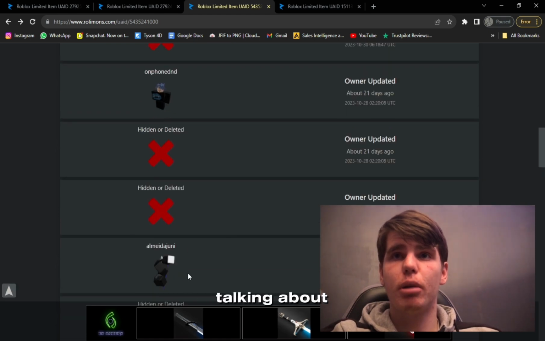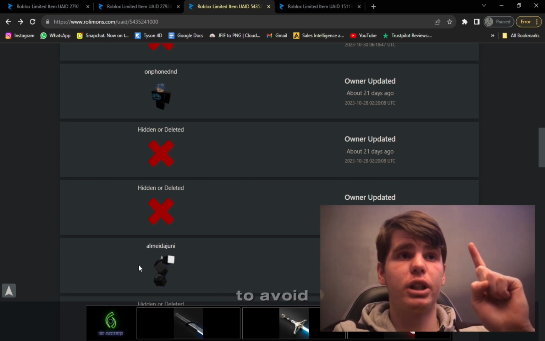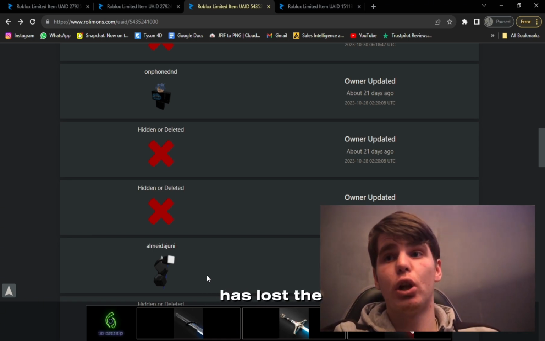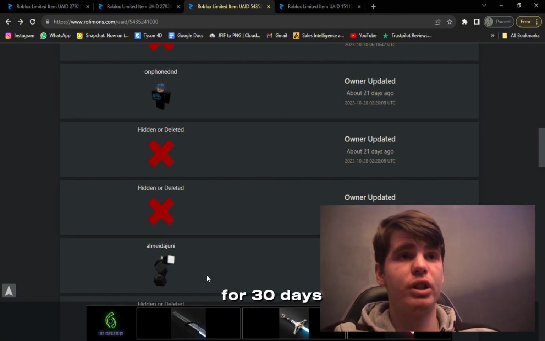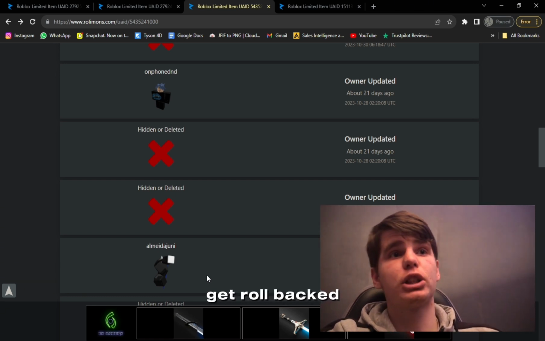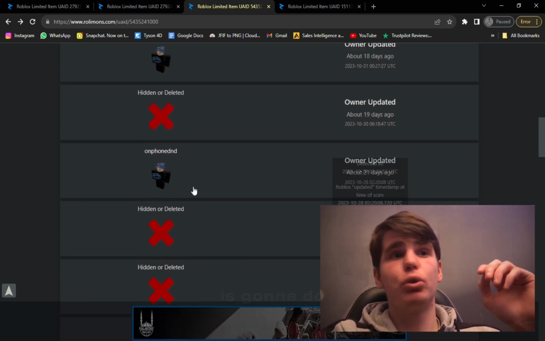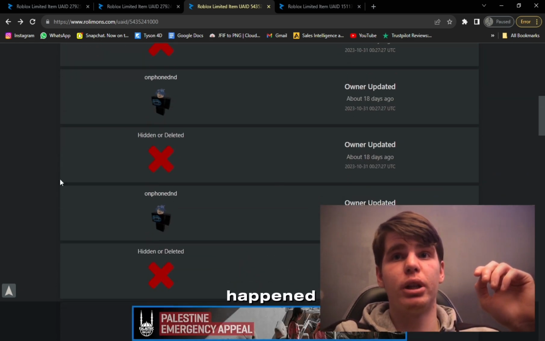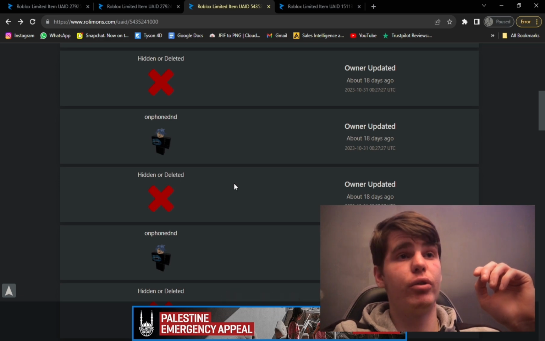This is one of the ways we're going to be talking about right now of how to avoid getting rollbacked, and it is literally just by waiting until the trader has held the item that he legitimately got, without breaking the terms of service, for 30 days. If you do not wait for that to happen, then you will most likely get rollbacked. Or what will happen is that some silly USD buyer is going to try the rollback, and instead of getting the rollback, he's just going to get the item deleted, which is what happened. This guy tried to rollback it, and it got deleted because of the way he got it.